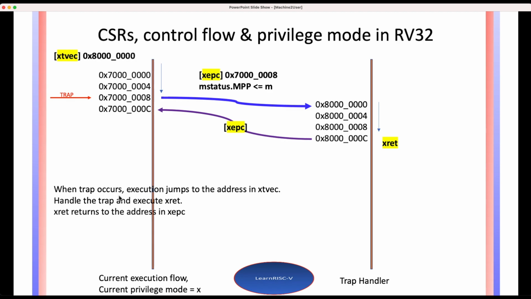Okay, so to say it in simple terms: when a trap occurs, execution jumps to the address mapped to the xtvec, so the M, S or U trap vector, then handles the trap, executes xret, the corresponding return instruction, and gets back to the original execution flow. Just keep this in mind, as you might need to know this before we get into the privilege level mode switch.